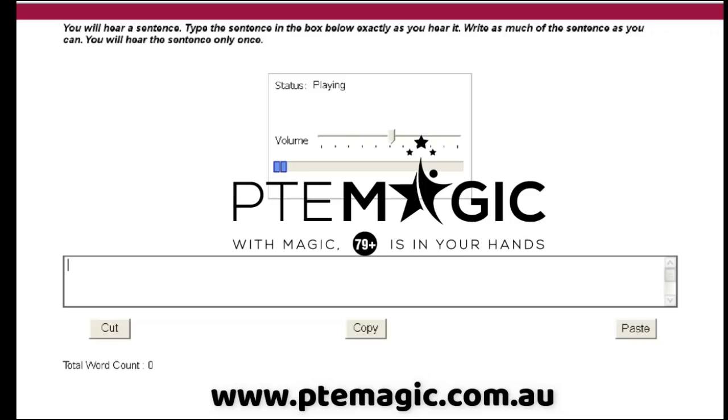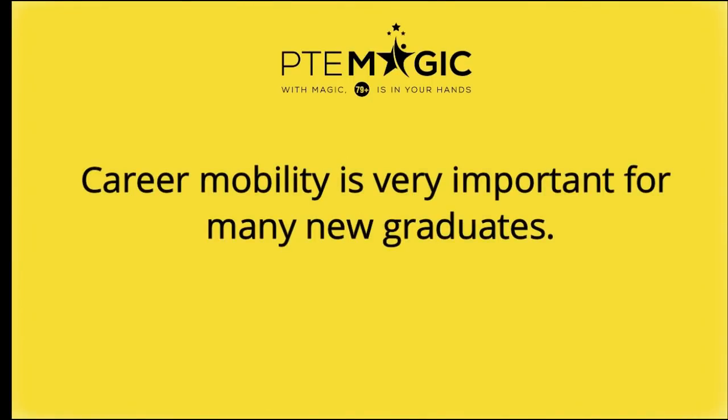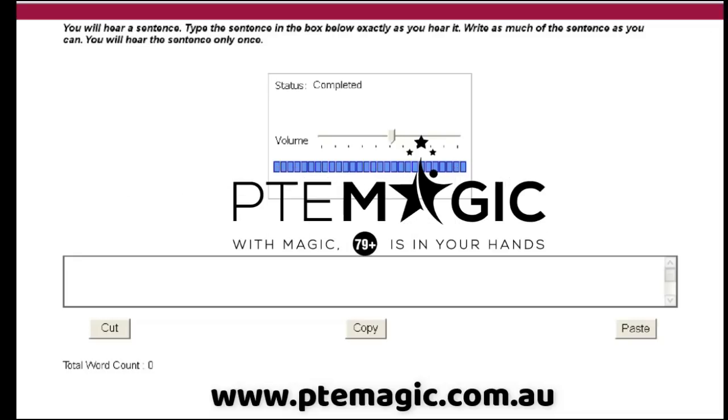Career mobility is very important for many new graduates.